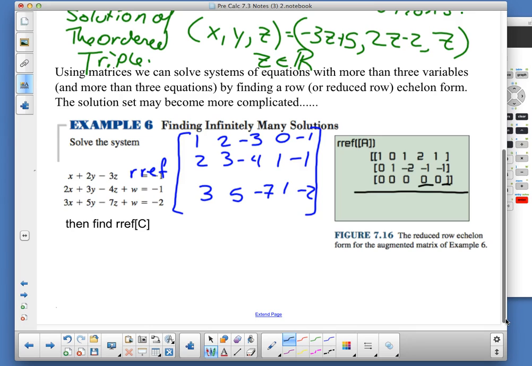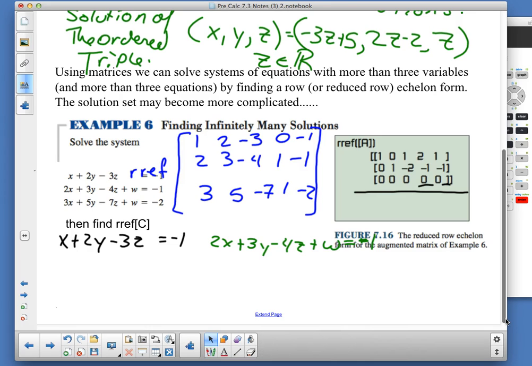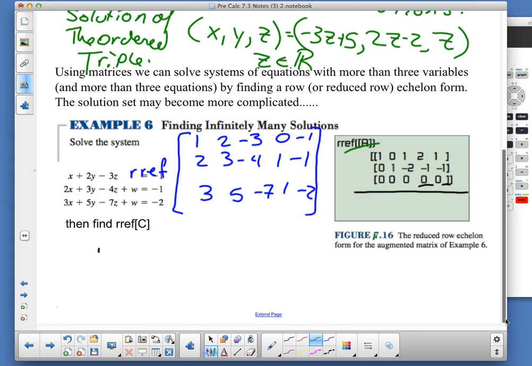Okay, but we're talking about the fact that I've got my x plus 2y minus 3z, and then there's no w, equal negative 1. That's row 1. Row 2 is 2x plus 3y minus 4z plus w equals negative 1. Oh, I'm sorry, I'm doing the wrong thing. I'm not even working with my reduced row echelon form. That's not what I'm doing. Okay, so worried about getting it right.